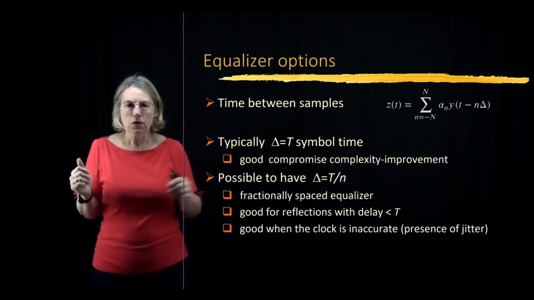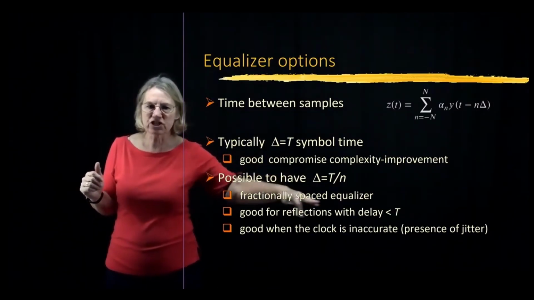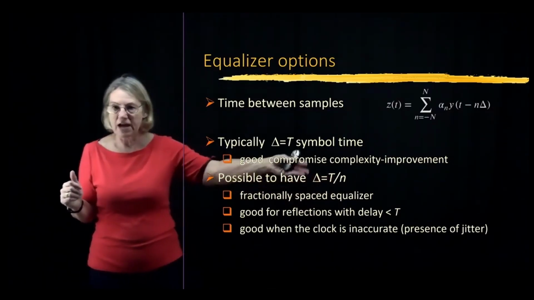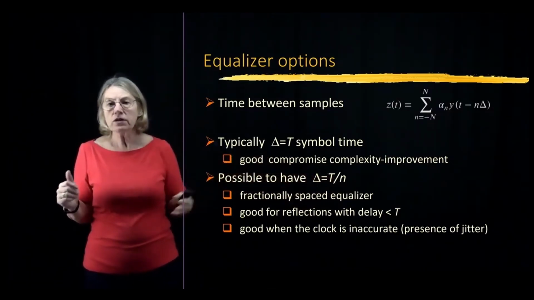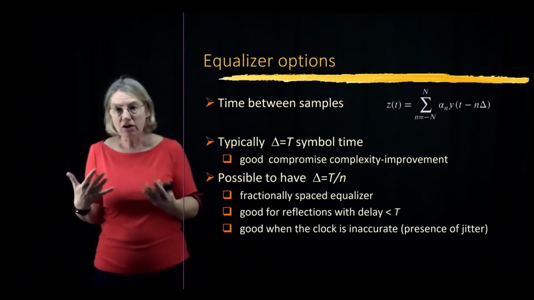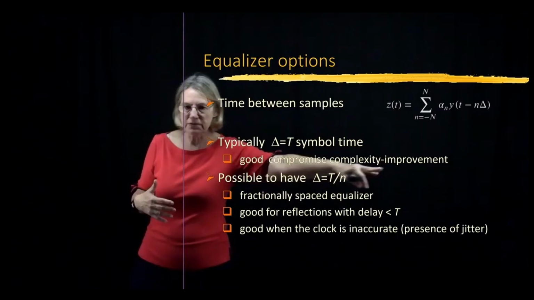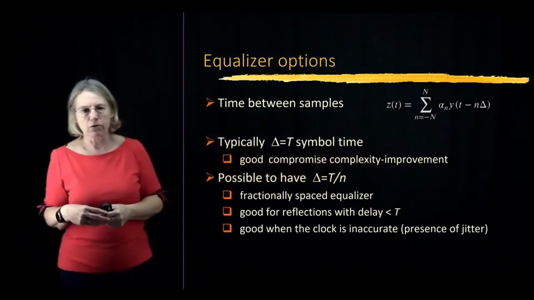So it's possible to have what we call fractionally spaced equalizers, and a typical fractionally spaced would be 2 times oversampling. And that will give you better performance. It does better, but of course it's a big up in complexity. So there's this trade-off between complexity and improvement in performance.